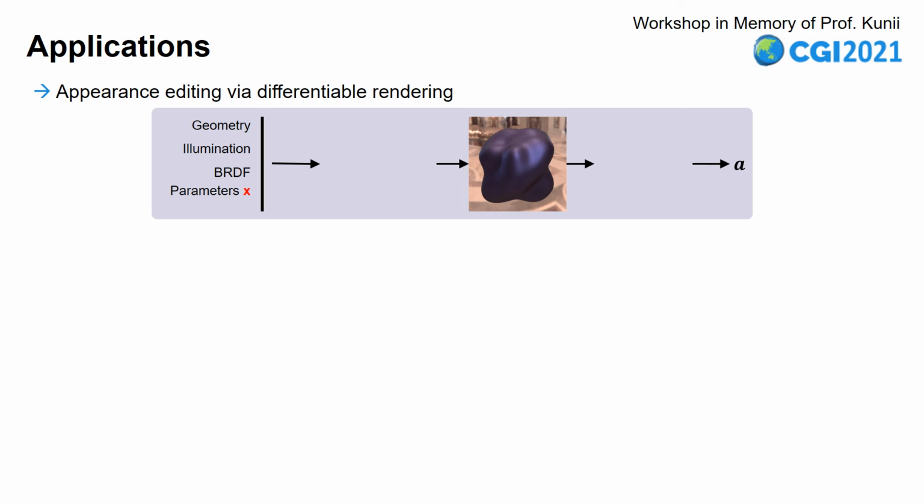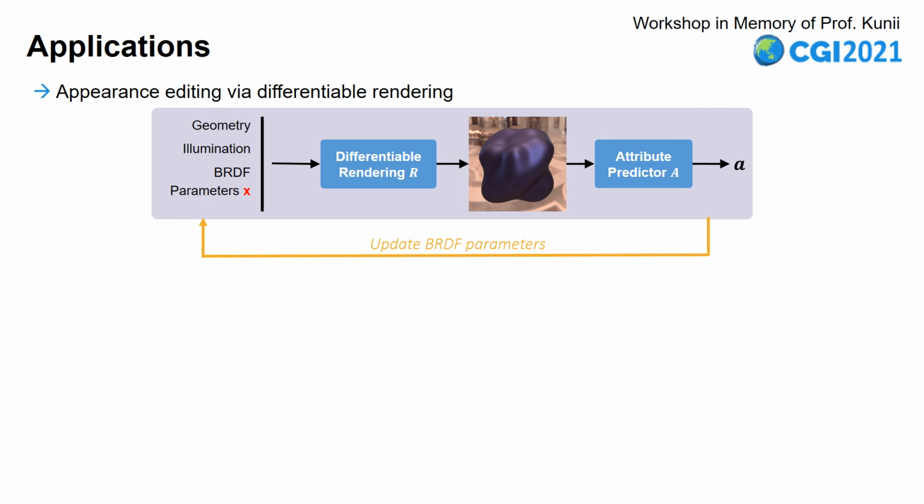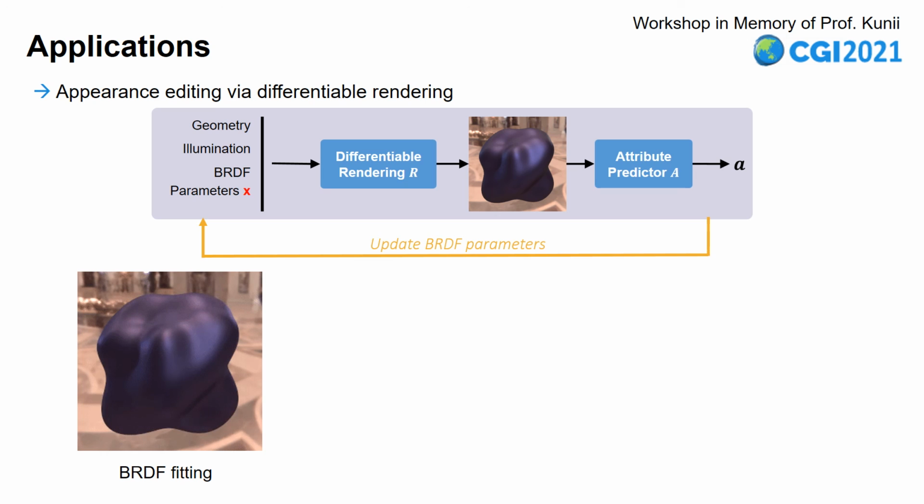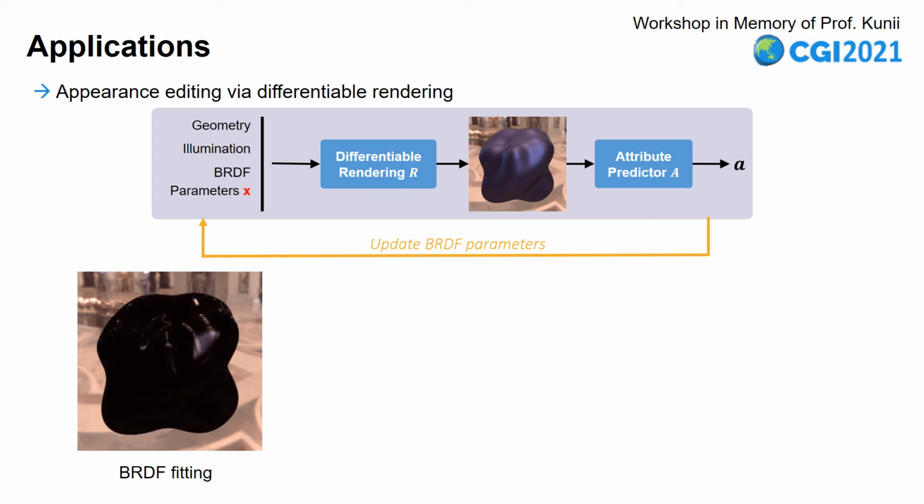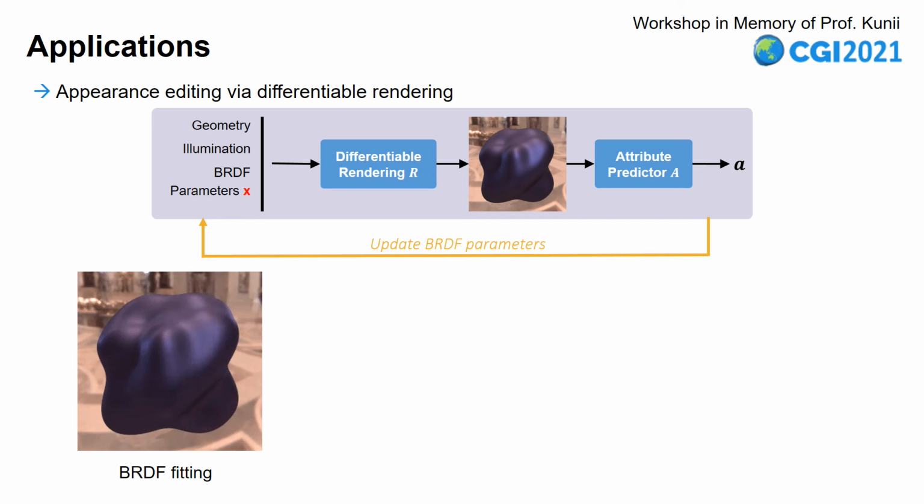Another application involves appearance editing using differentiable rendering. So we start from an image and we use our predictor to measure attribute trends. And now we would like to use differentiable rendering in order to find parameters of analytic reflectance models that fulfill these requirements concerning appearance attributes. So in some sense, we use differentiable rendering for BRDF fitting, and this animation shows the process as from some random parameters we converge to the desired fit.